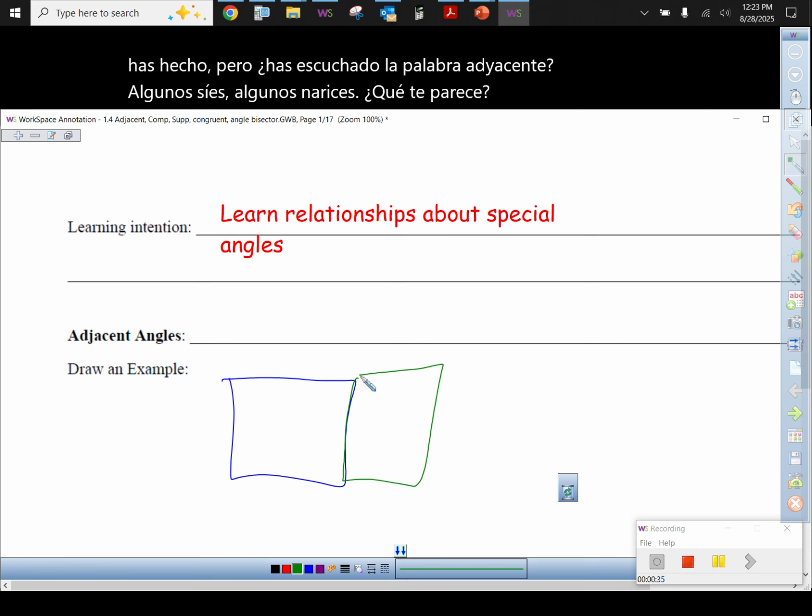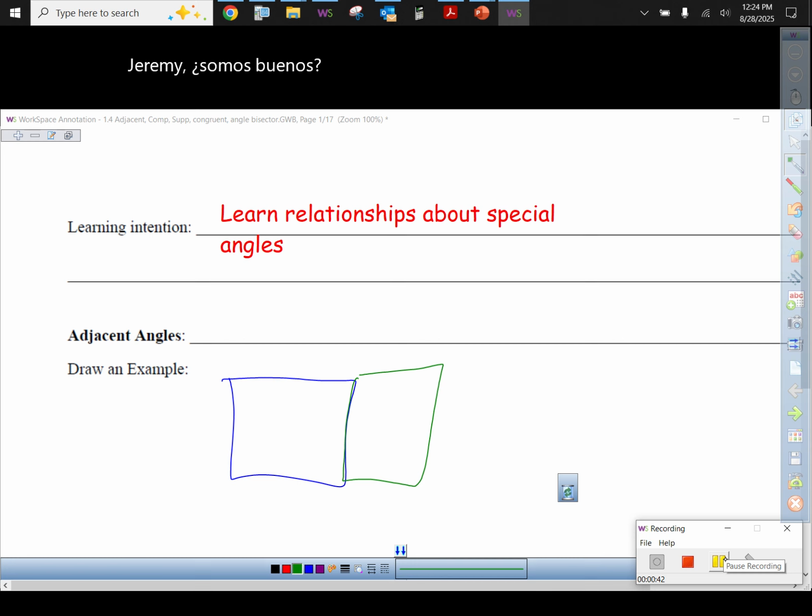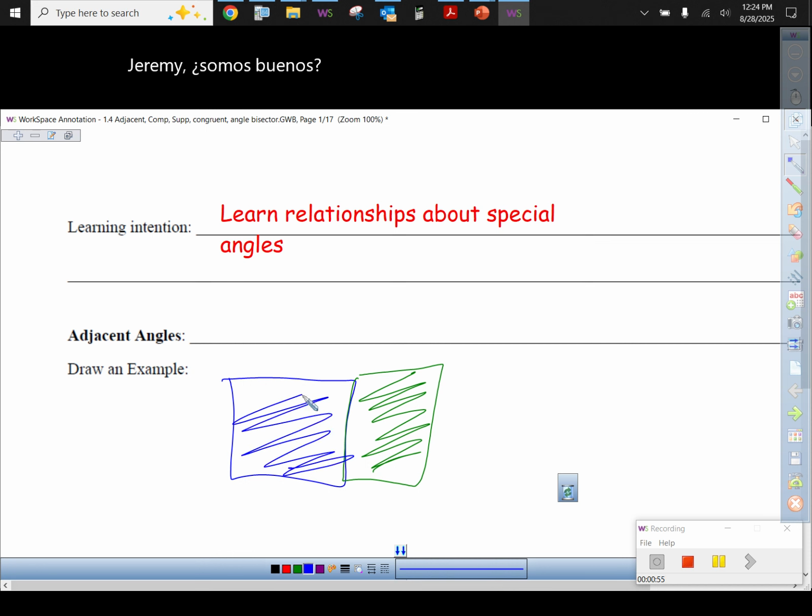Last warning, guys. Are those two rooms touching each other? Yes or no? Cool. Are they overlapping? Nope. Like if I shaded that in green and I shaded that in blue, they never overlapped, right? That is, in our own words, adjacent. They touch each other, but they don't overlap.